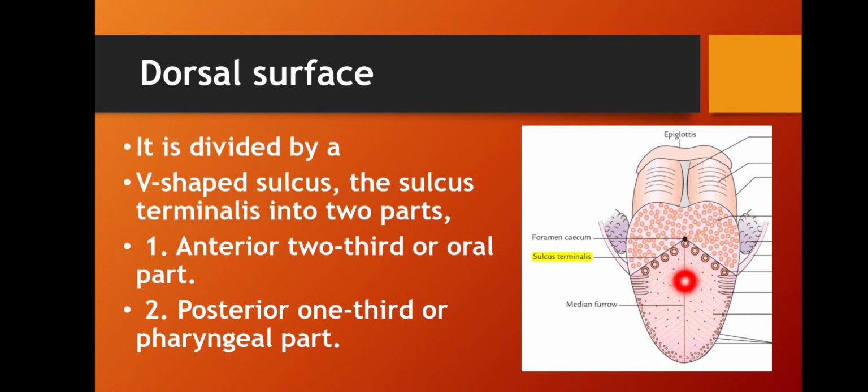The anterior two-third part is also known as the oral part, and the posterior one-third part is also known as the pharyngeal part. I repeat, the anterior two-third part or the oral part, and the posterior one-third part, that is the pharyngeal part. So this is the oral part and this is the pharyngeal part.